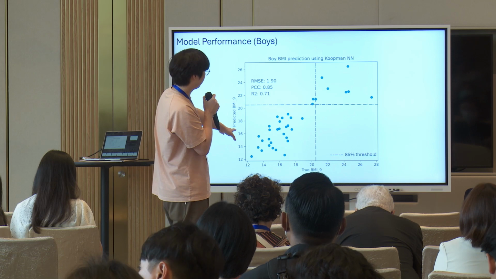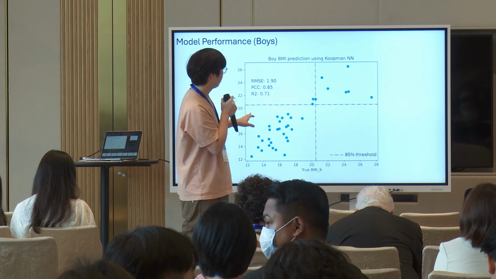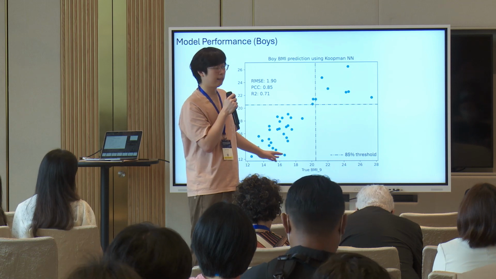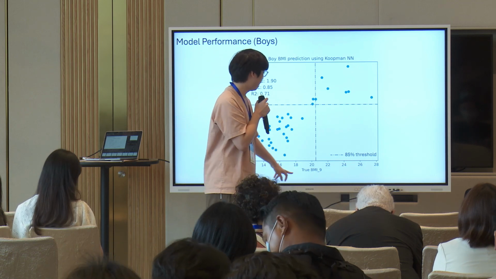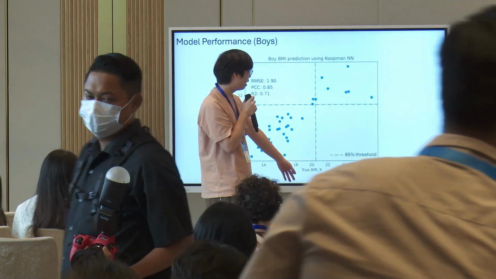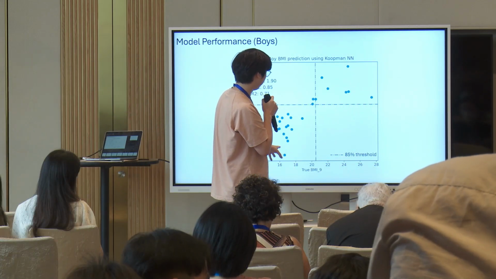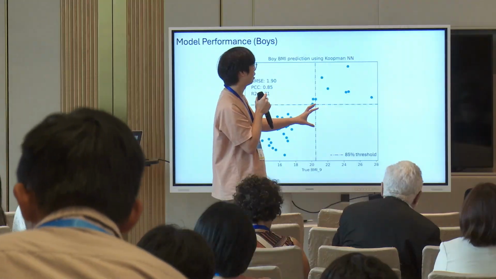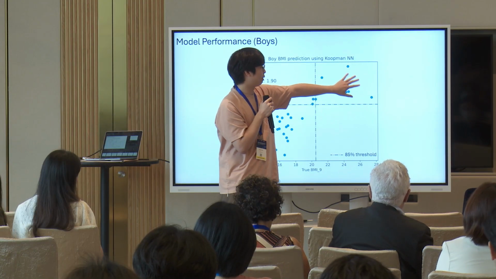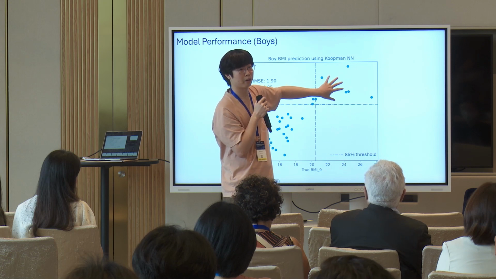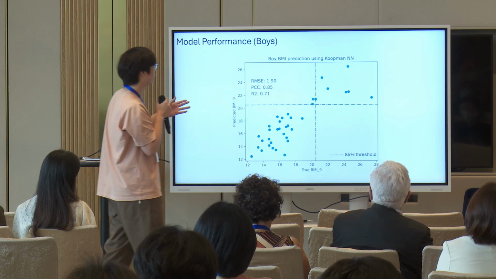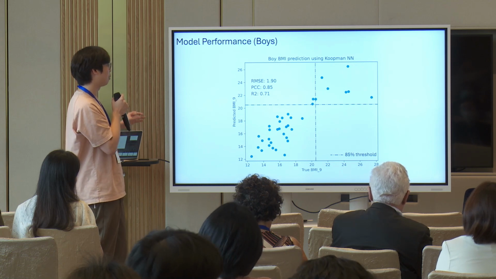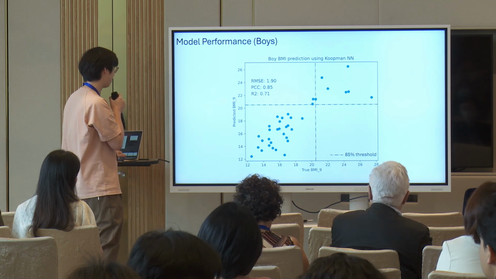And there's another message I want to convey. This dashed line is 85% of the BMI, meaning that if this x-axis is the true BMI at year 9, and the boys' BMI at year 9 passes this threshold, it is considered overweight. So in our model, all the overweight boys are captured. Although it's not perfectly predicted by the regression, it can still capture the risk of overweight from the model.